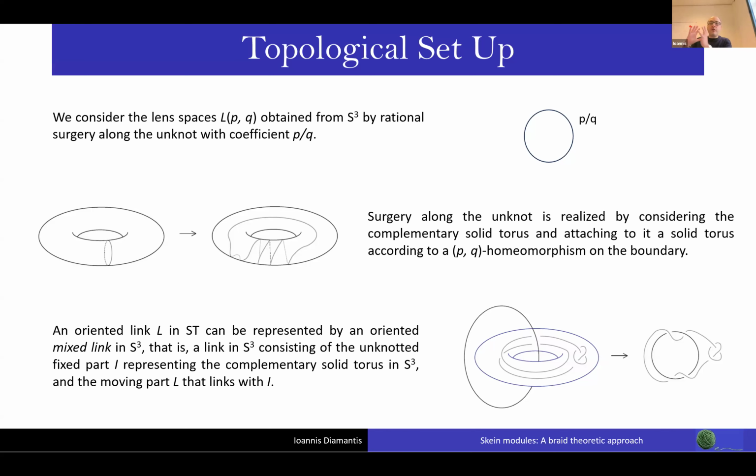So we have mixed links, and we visualize knots and links that live in lens spaces, or in the solid torus if you prefer to start with, and we consider mixed links to represent them. A mixed link has two components. One is the unknot, which is fixed and represents the complementary solid torus, and the other one, the gray part, is the knot that lives in the solid torus. It's the moving part, which means that we have the regular Reidemeister moves for this part of the mixed link.